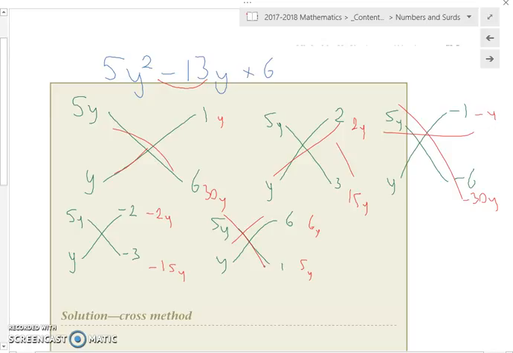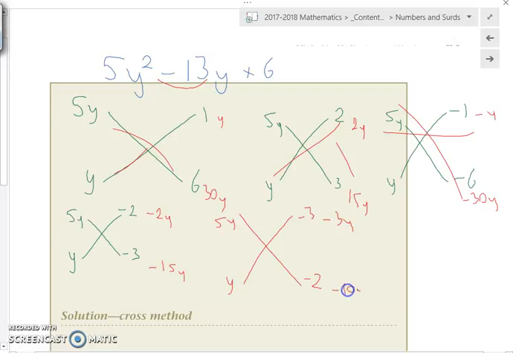Well, not really. You could do 8 of them. There we go. So I'll just rub out that one that I just did so that you can now see what I'm about to do. 5y, y, and that would give us minus 3y, minus 10y, which would add together to give you minus 13y. That's the correct one.